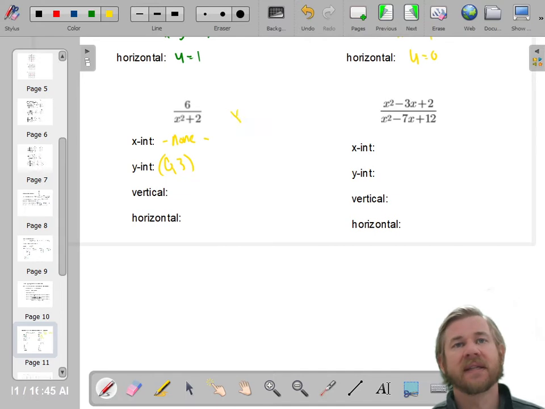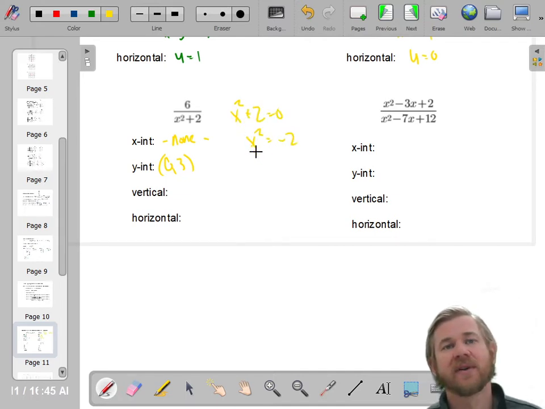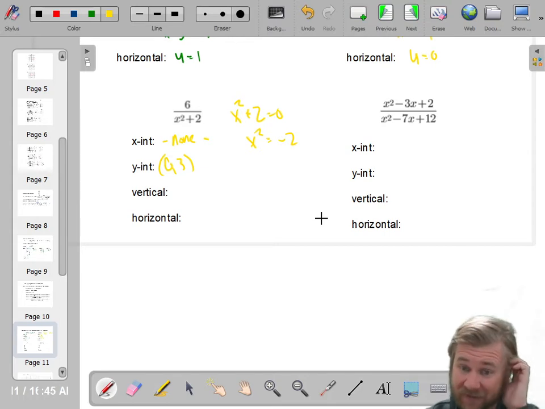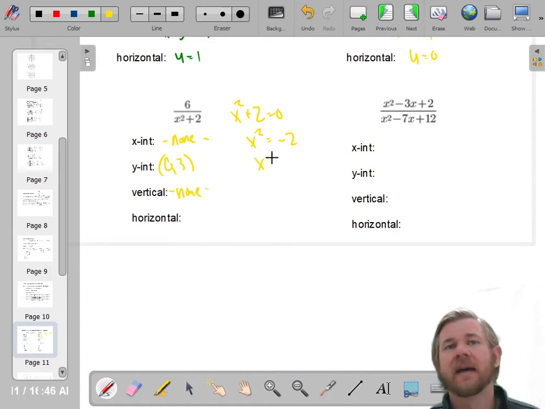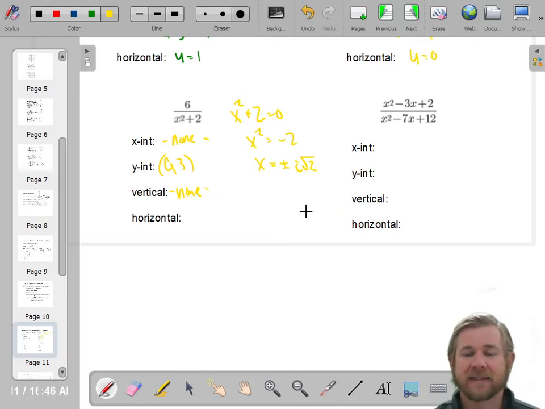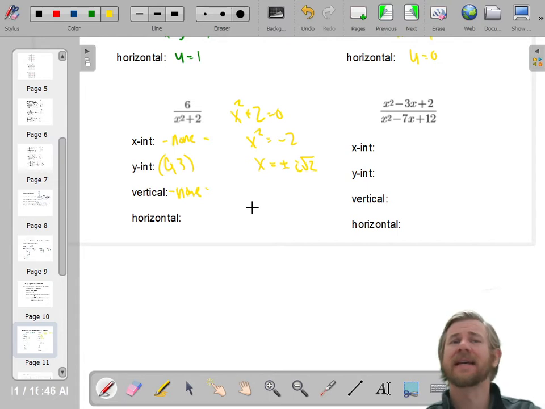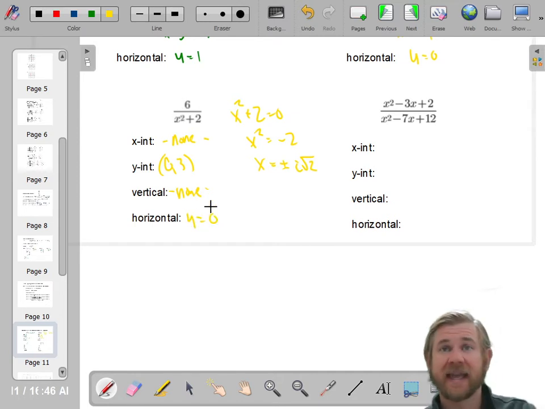Vertical asymptote, when does x squared plus 2 equal 0? When x squared is -2. That's not real, that's a complex number, so there is no vertical asymptote either. You're not going to say plus or minus i radical 2. That's a complex asymptote, that's not a thing, so that's not on the graph. Horizontal asymptote, here you have degree 0 in the numerator and degree 2 in the denominator. Since 0 is less than 2, we say it's at y equals 0. Remember, that's the case we just talked about.